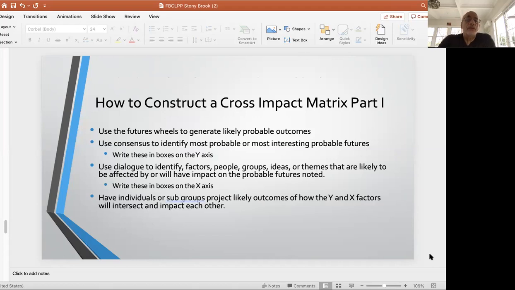So here's how you construct one, okay? You get consensus among your group, or for yourself if it's just for you, to identify the most probable or interesting probable futures that you think, and put them along the y-axis. Then use, again, if you have a group dialogue, to identify factors, people, groups, values, themes, environment, whatever it is that you want to do that are somehow likely to be affected by this, and you write those individually on the x-axis. And sometimes you'll need to have individuals or subgroups project likely outcomes of how the x and y factors intersect and impact with each other.